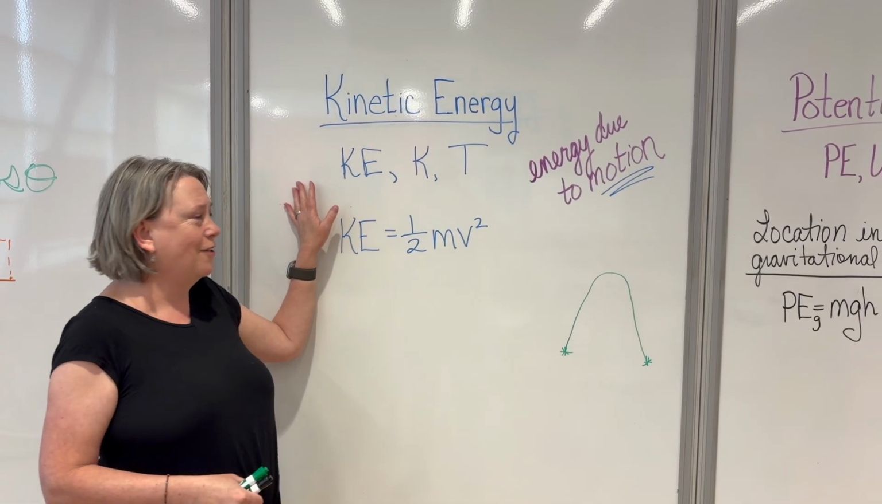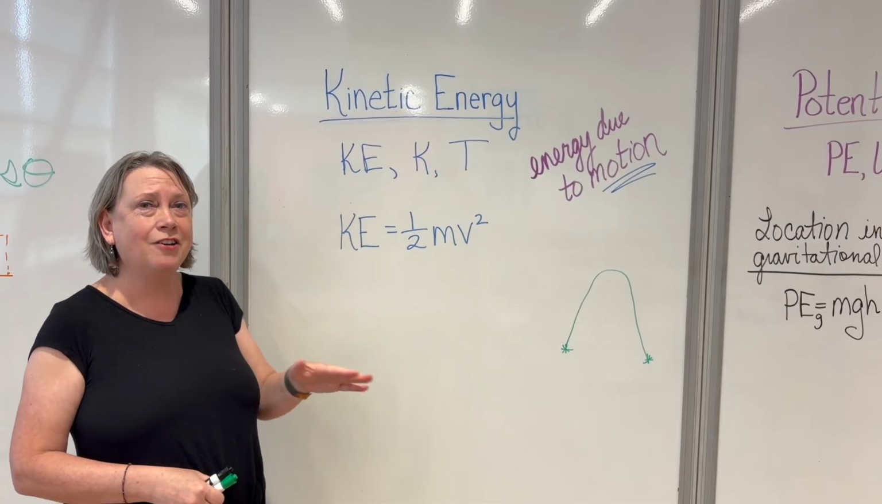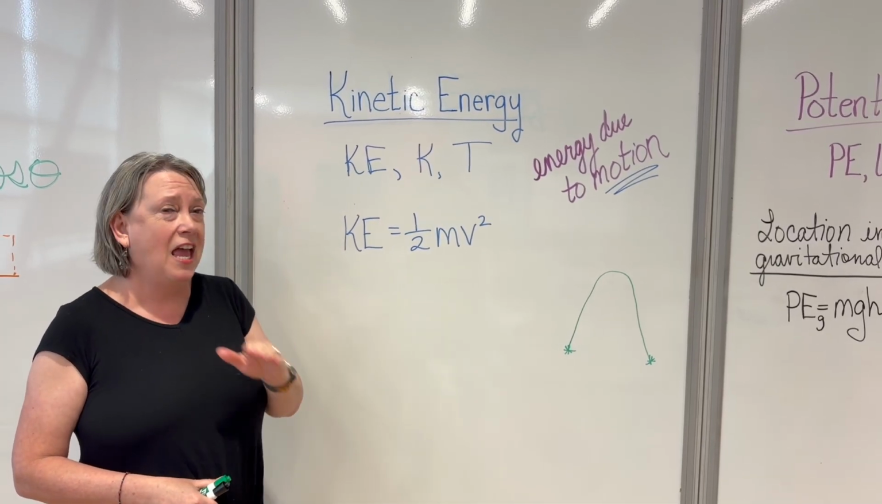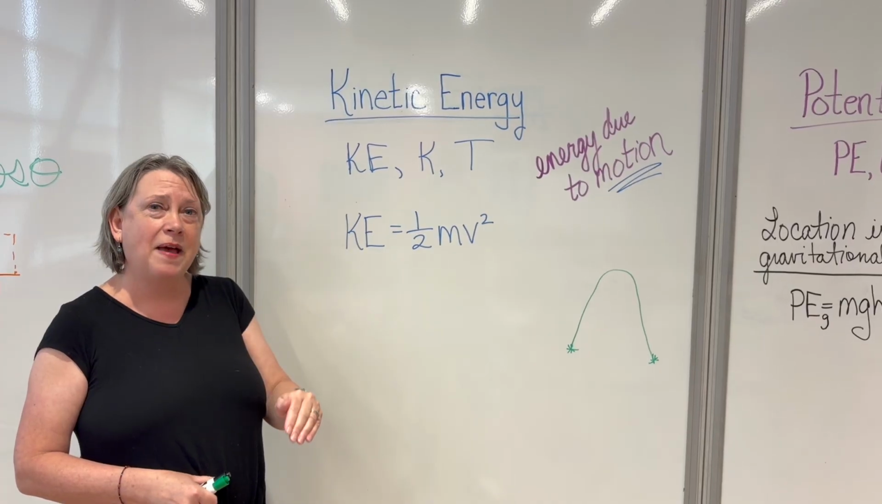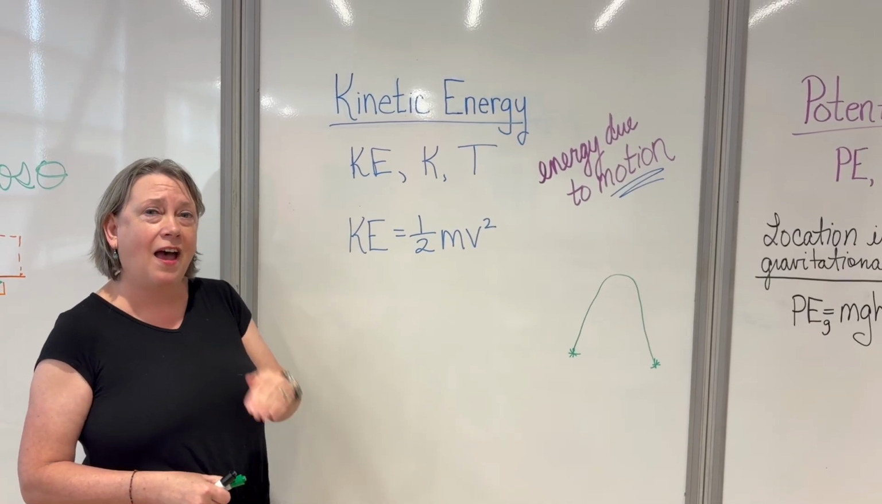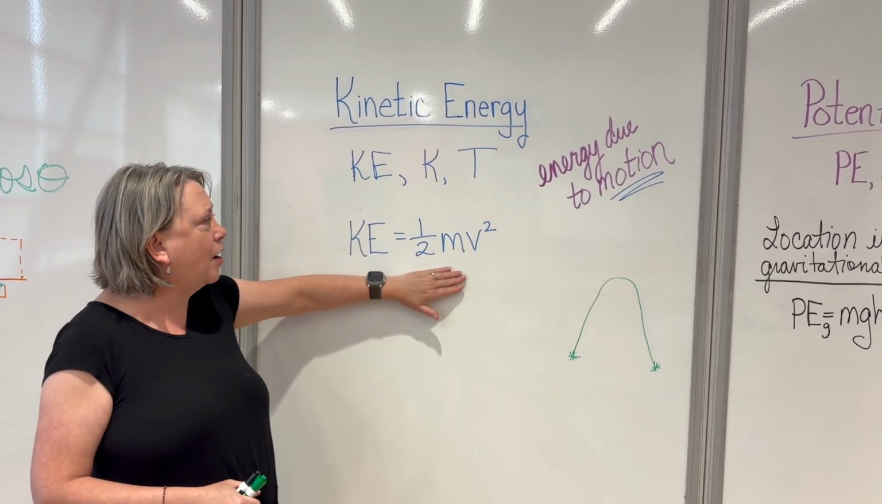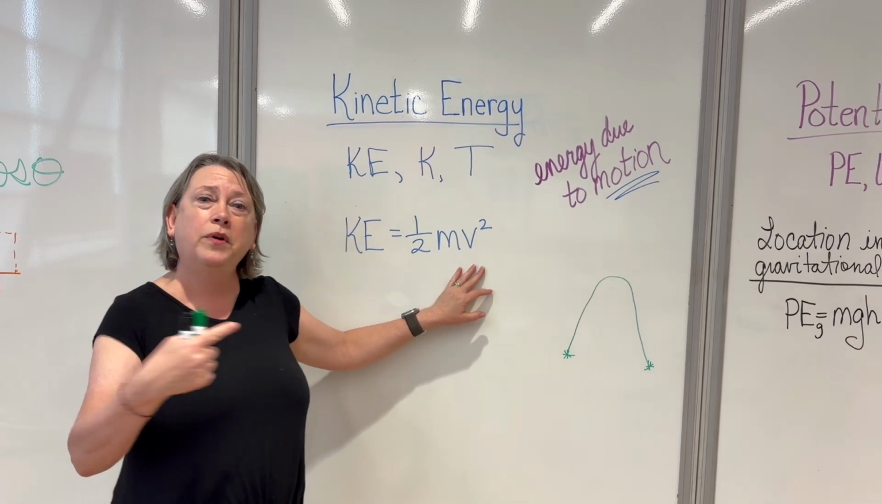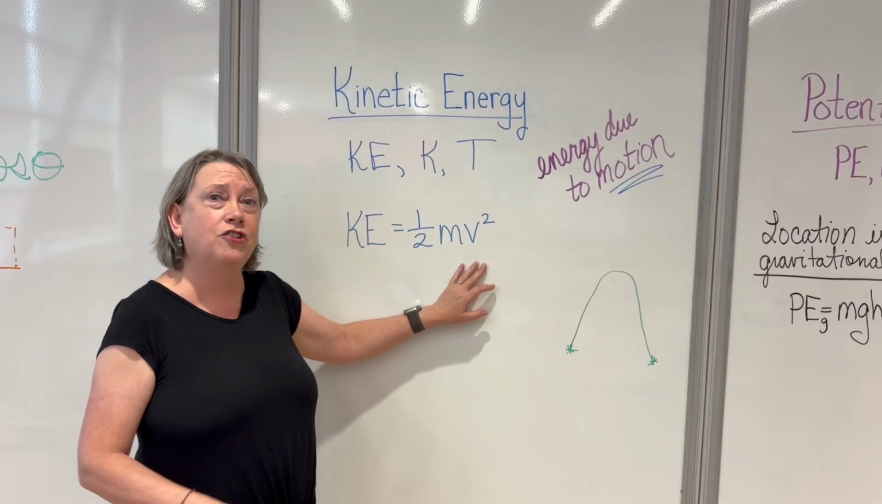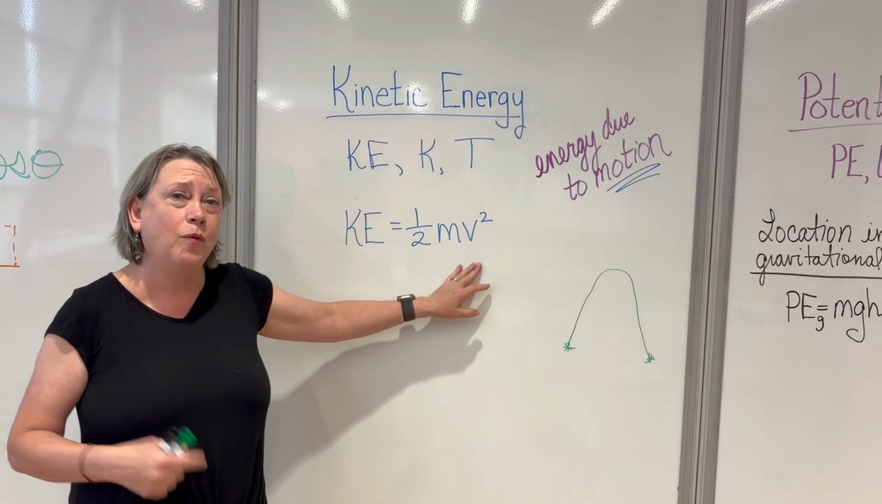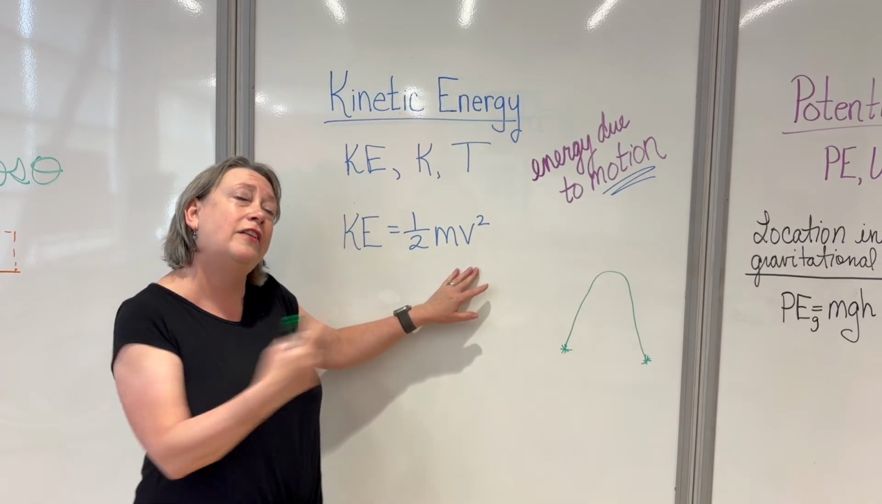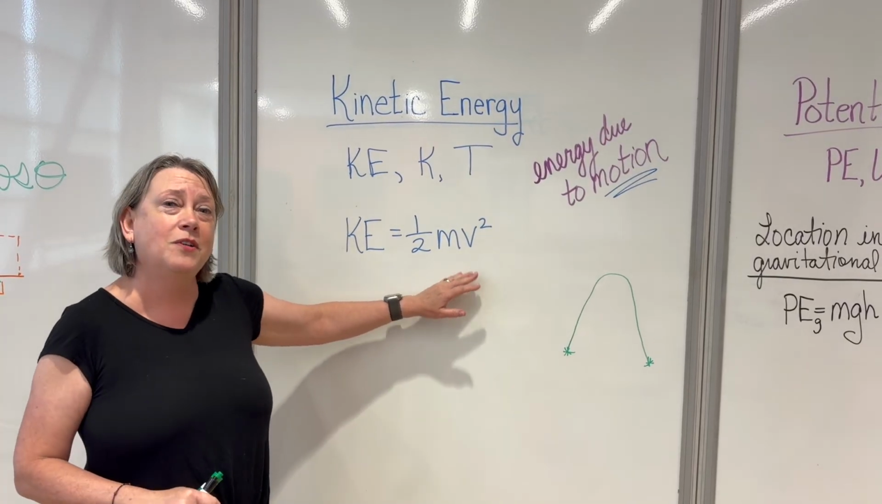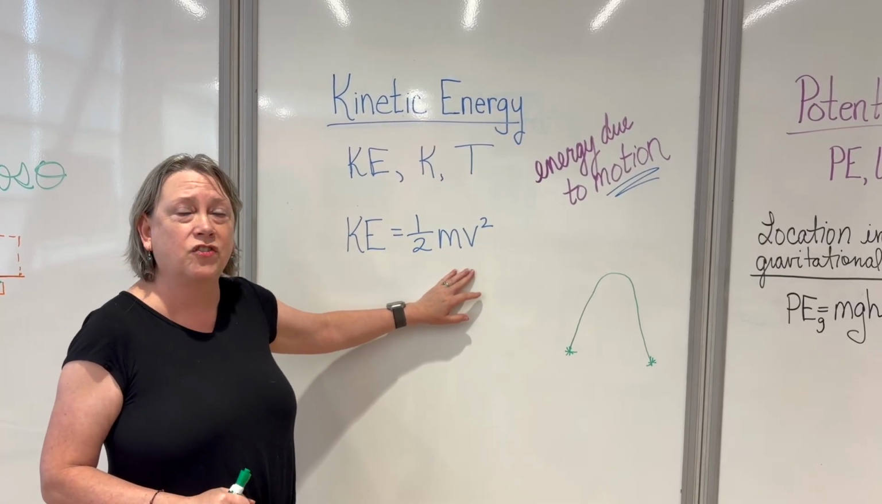So kinetic energy is energy due to motion. Anything that has mass that's moving has kinetic energy, and this is how we calculate it: 1/2 mass times velocity squared. We can calculate the kinetic energy of a cannonball using that. We can calculate the kinetic energy of an electron using that. So it's always going to be 1/2 mass velocity squared.